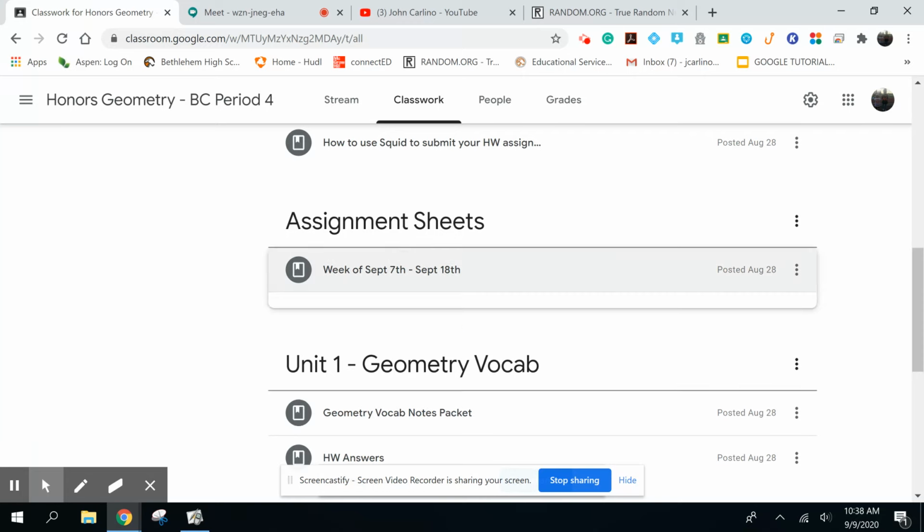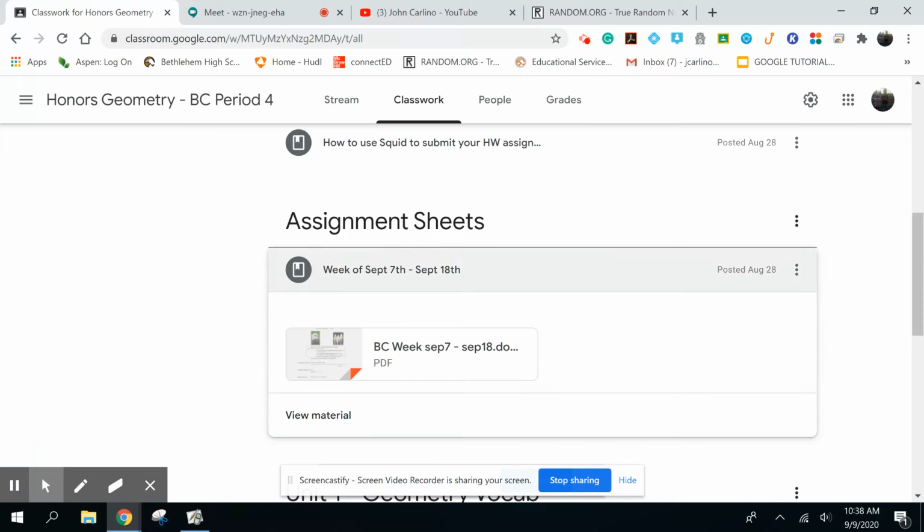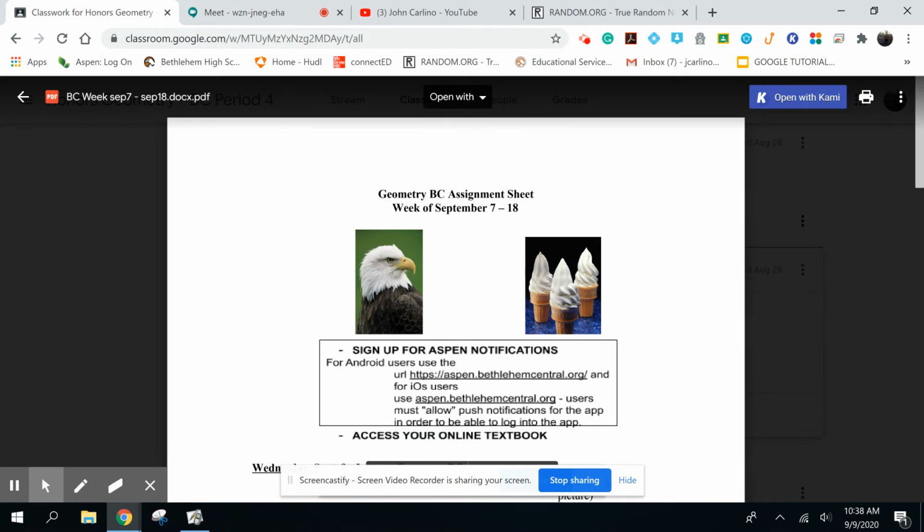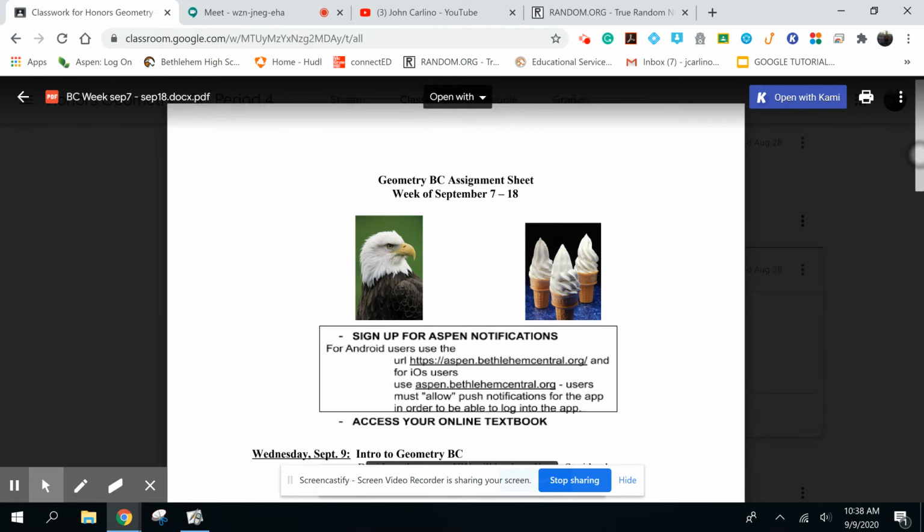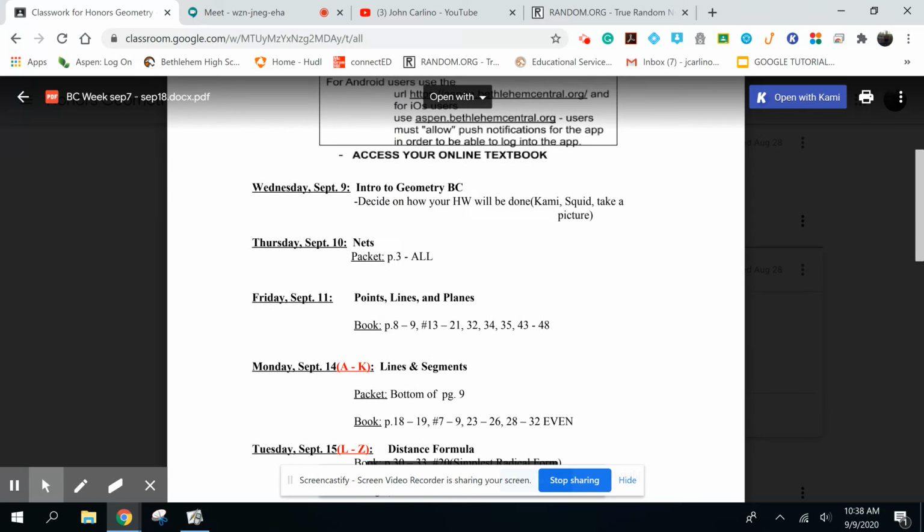One place is your assignment sheet. I will post one of these every Monday, and it will go through the entire week of topics we're going to do, homework assignments, and any test or quiz that is coming up. I already have this week and next week's up there. If you haven't taken a look at it already, it's got everything you need.